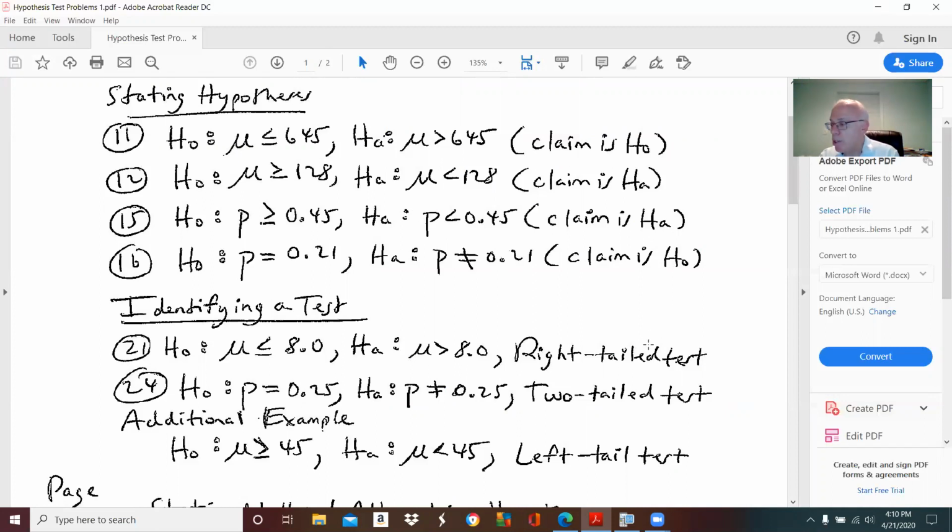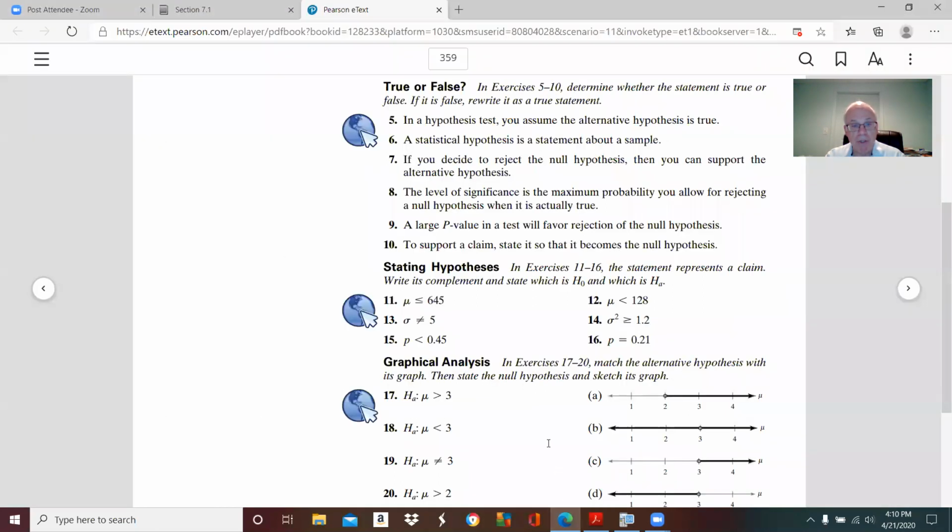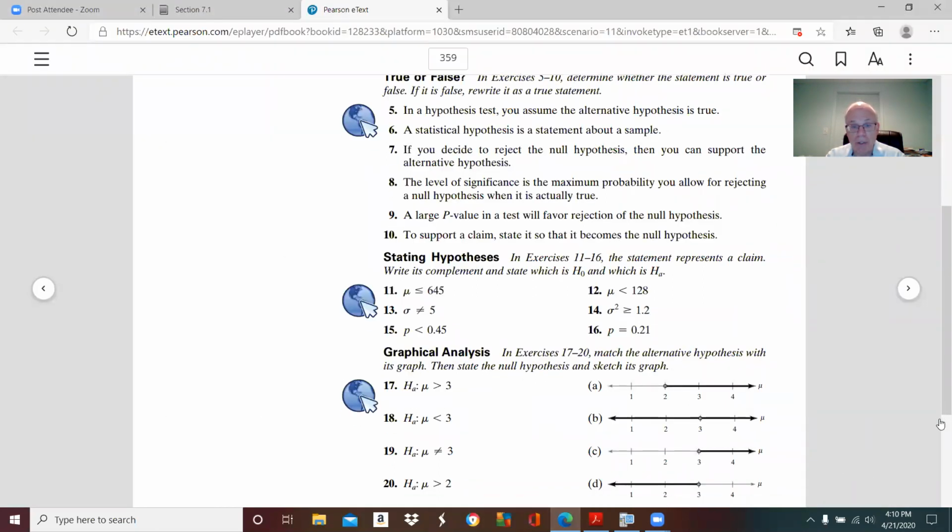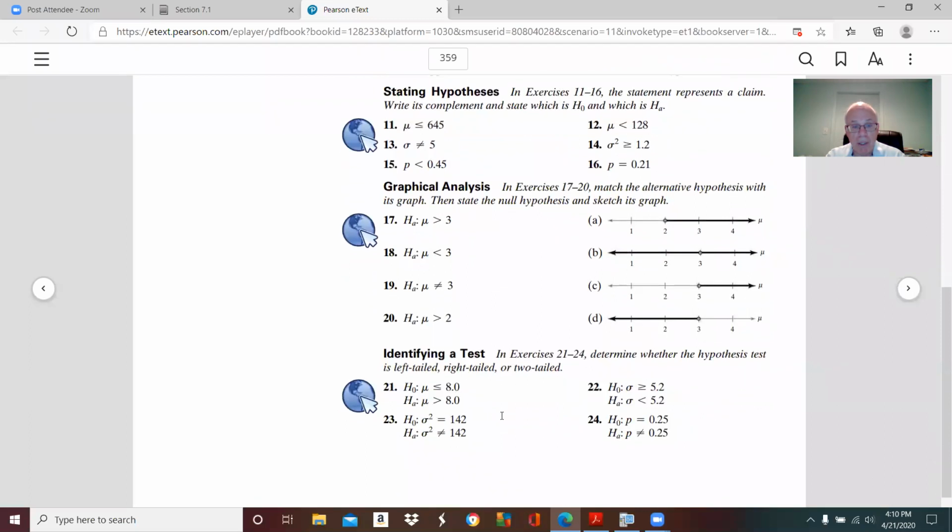All right. Now we're going to do identifying a test on the same page here. So let's go down. We're going to look at number 20, 21, and 24, where you have to determine whether it's a left tail test, right tail test, or two tail test. Now remember, we ignore the null hypothesis. We only look at the alternative hypothesis when we determine what type of test. So this is a greater than symbol in the alternative. This is a right tail test.